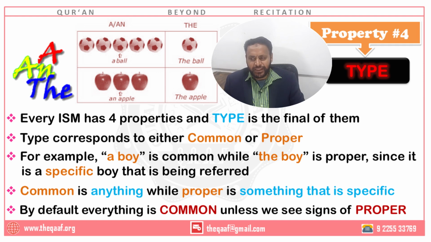So basically we can say common is anything, while proper is something that is specific. And by default, everything is common unless you make it proper. So Arabic has got these defaults. You should remember it. Every ism is rafa by default. Every ism is masculine by default. Every ism is heavy by default. Every ism is common by default.